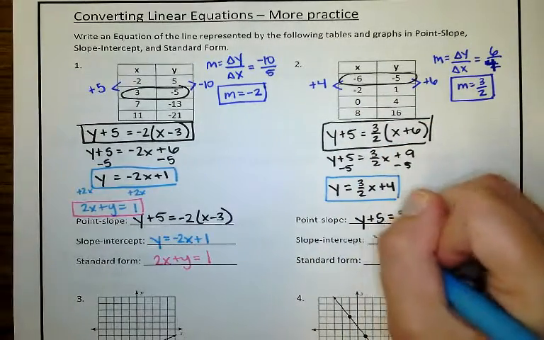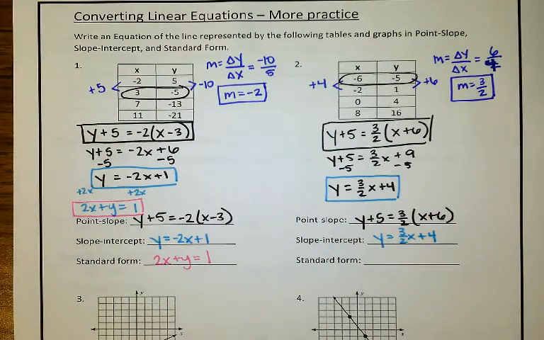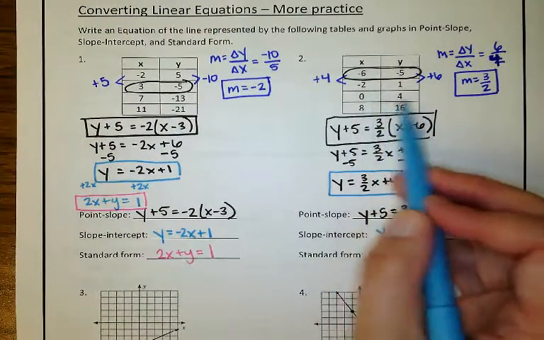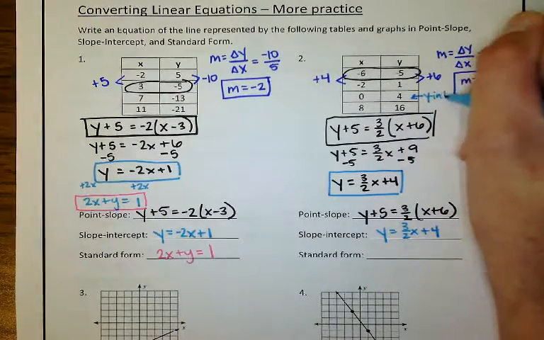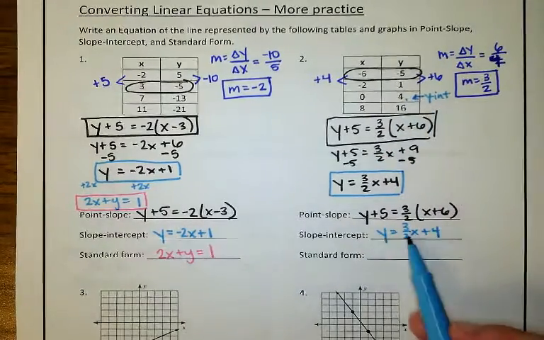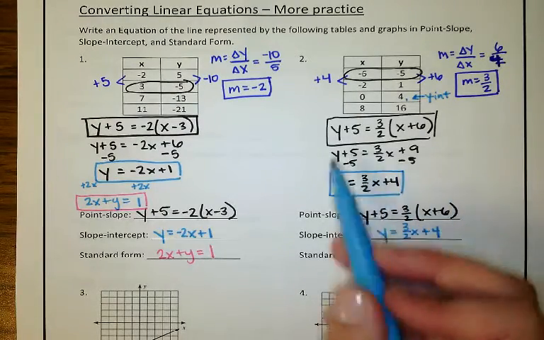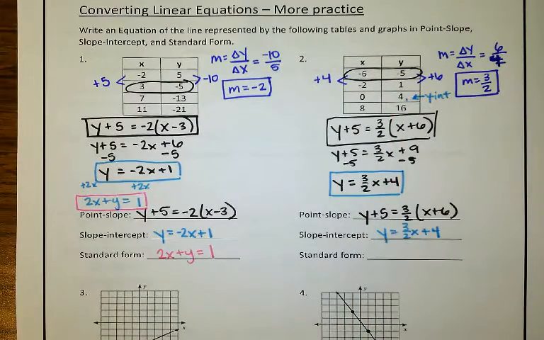Now before I move on, was there an easier way for me to do that without converting? Did anyone check it? What's in my table right here? Do they give me the y-intercept? They do. What is the y-intercept? 4. 3/2 x plus 4. Look at that. So did I really even need to do this extra work right here? No. I could have looked in my table and found that y-intercept and said, oh, y equals 3/2 x plus 4.